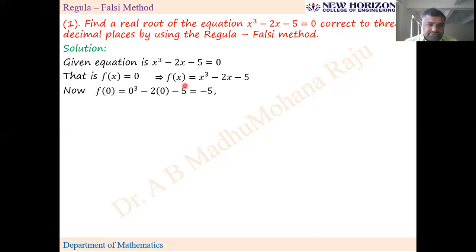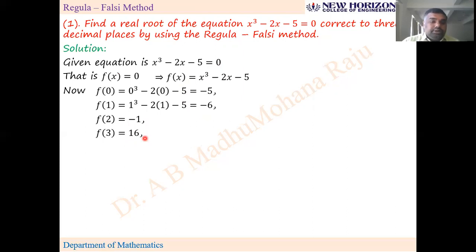f of 0 is equal to, if you substitute x value 0 here, you will get minus 5. Then f of 1 is equal to, similarly, we will get minus 6. f of 2 equal to minus 1, still it is negative only. f of 3 is equal to 16.